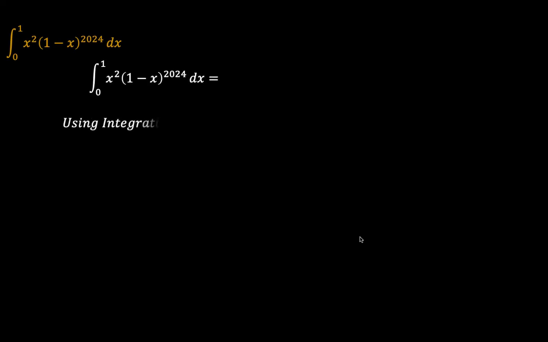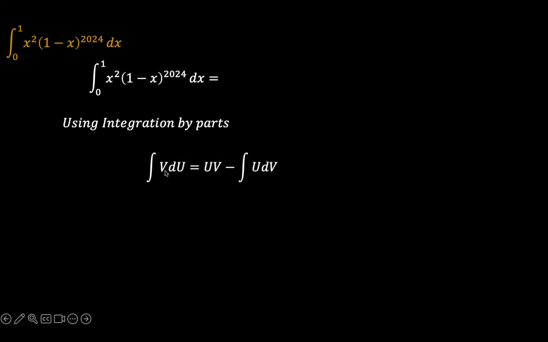So for this problem, I would use integration by parts. I like it because this is a very straightforward and easy to understand methodology. So what you do is, as I said, use integration by parts, where if you have a product of v du integrated, that would result in uv minus the integral of u dv.